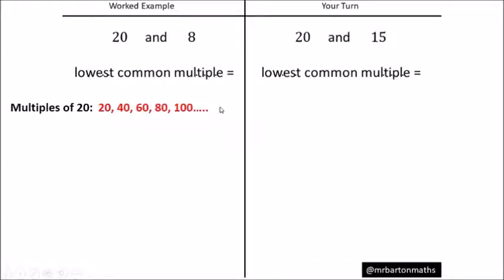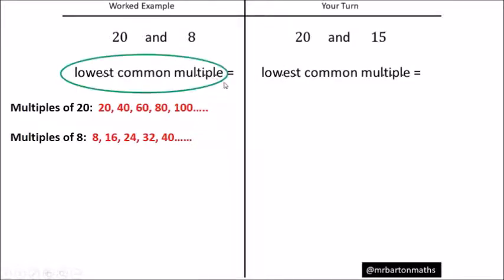Okay, the next thing we're going to do, we're going to list the multiples of 8. So remember, multiples are just that number's times tables. So my multiples of 8 are just 8, 16, 24, 32, 40, and so on. So what does lowest common multiple actually mean? Well, we're looking for the lowest common number in both of these lists. So common means that number's in both of these lists, but we're looking for the lowest today. So the smallest number in both of these lists is 40. There's no smaller number which appears in both of these lists.